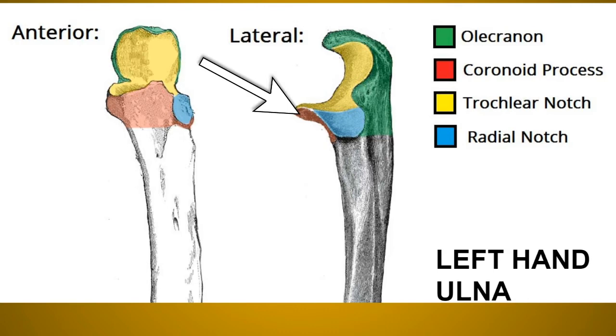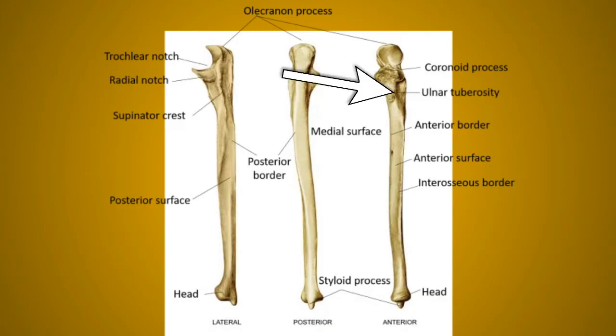The superior surface forms the lower part of the trochlear notch. The anterior surface is triangular and its lower part forms the ulnar tuberosity, while the upper part of the lateral surface is marked by the radial notch for the head of the radius. The annular ligament of the radius is attached to the anterior and the posterior margin of this notch.